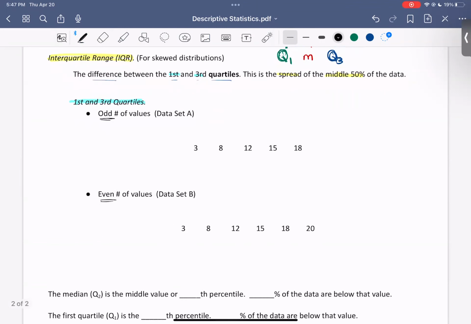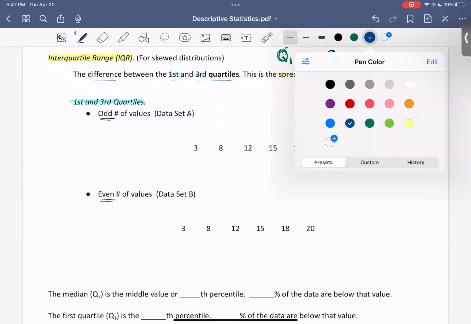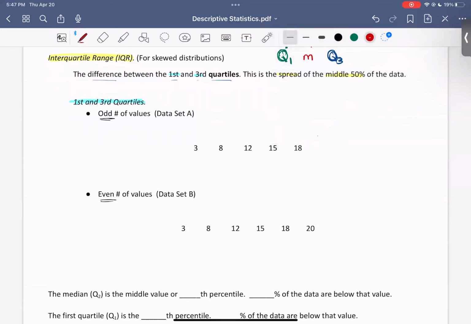And the approach is a little different based on if we have an odd or even number of values. So let's look at data set A first. In this case, we have an odd number of values. So what we first do is identify the median. The median is that middle number, 12. Now to compute Q1, we look at the data values in front of the median, not including the median. That's 3 and 8, and we're going to take the middle value there. Notice that now I don't have a middle value. I only have two values, so there's not one in the middle. So what we have to do is take an average.